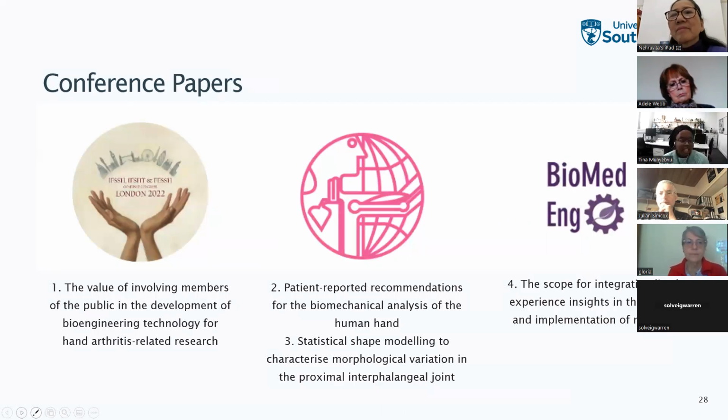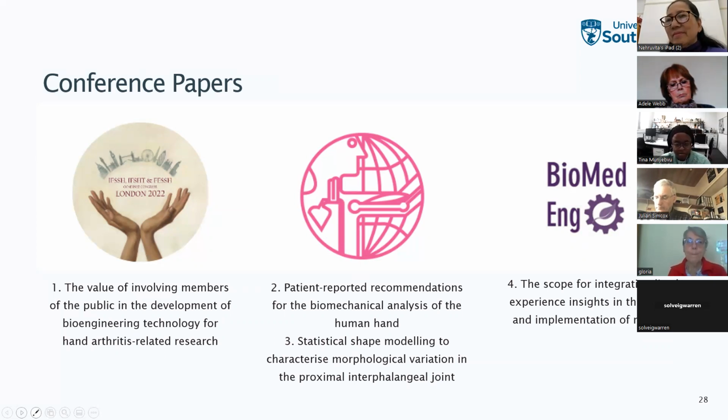And penultimate slide. As well as the PhD, the public involvement and engagement, we've also found ways to share it on an academic level as well. So going to conferences, and I could probably say we're all co-authored on the public involvement papers. We have the first one, which was at a surgeon conference in London last year. That was the first one we ever did, on the value of involving members of the public in developing bioengineering technology.